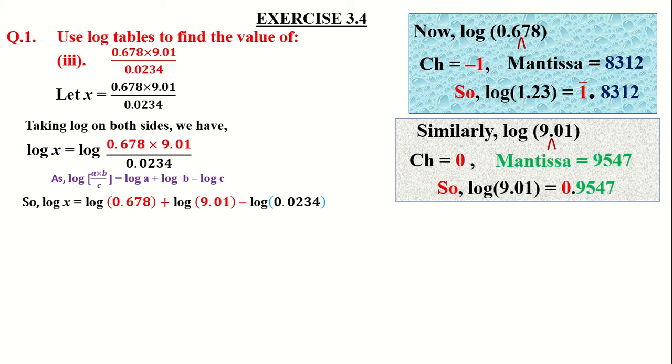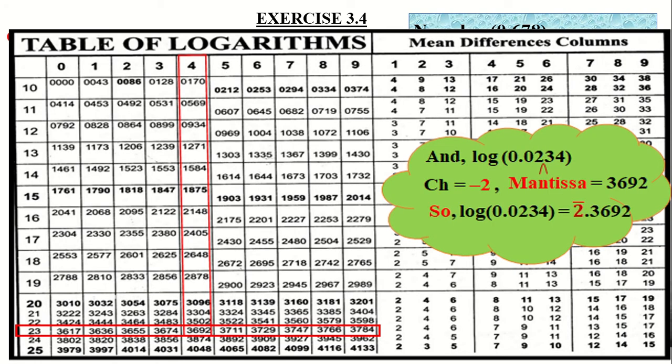Third, log of 0.0234. Here it is. First non-zero digit is 2, so reference position is here. This is the place of reference position. Decimal point is 2 digits before this, so it is -2.